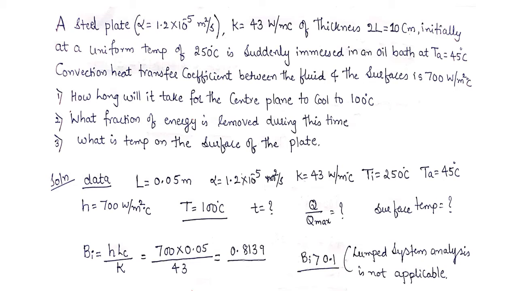The convection heat transfer coefficient between the fluid and the surfaces is 700 watt per meter square degree centigrade. How long will it take for the center plane to cool to 100 degrees centigrade? What fraction of energy is removed during this time? And what is the temperature on the surface of the plate?